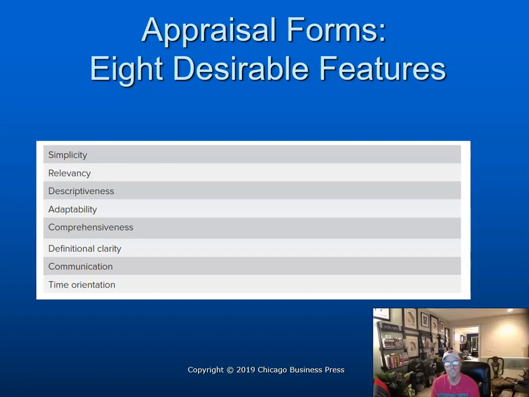So simplicity really is an issue that we want to relay to those who are building the evaluation forms, but also those who are utilizing it. So simplicity is a key.